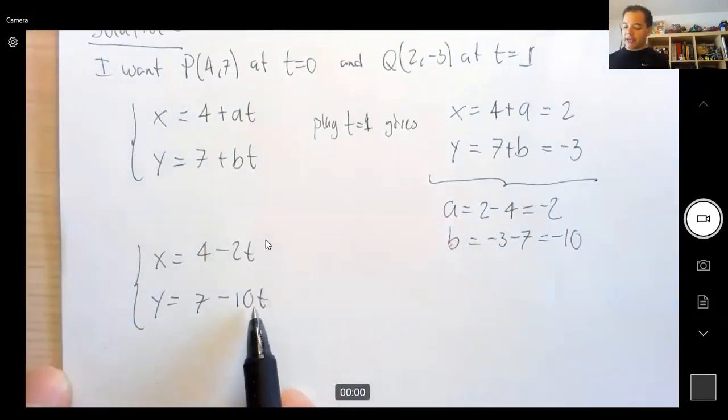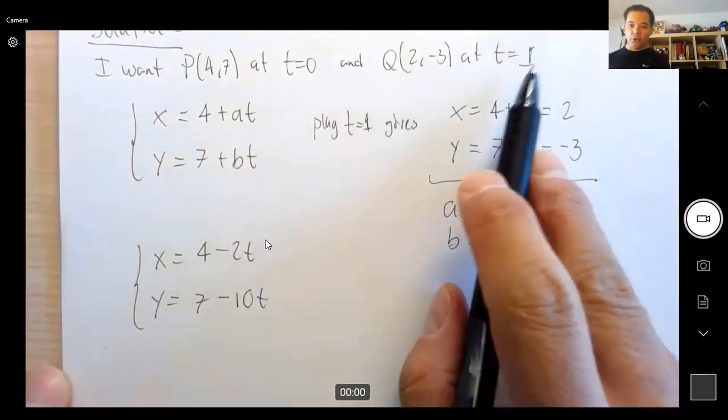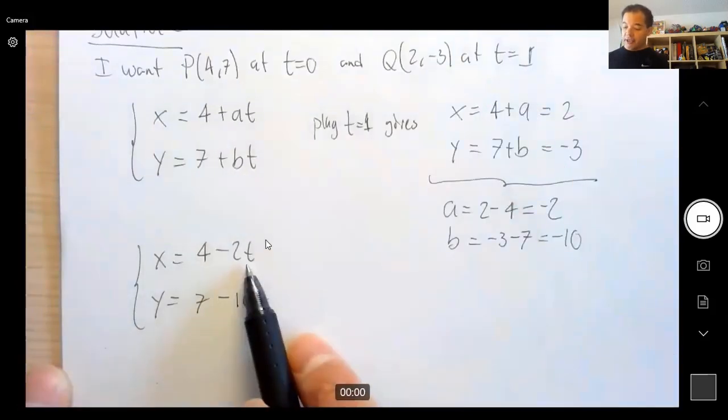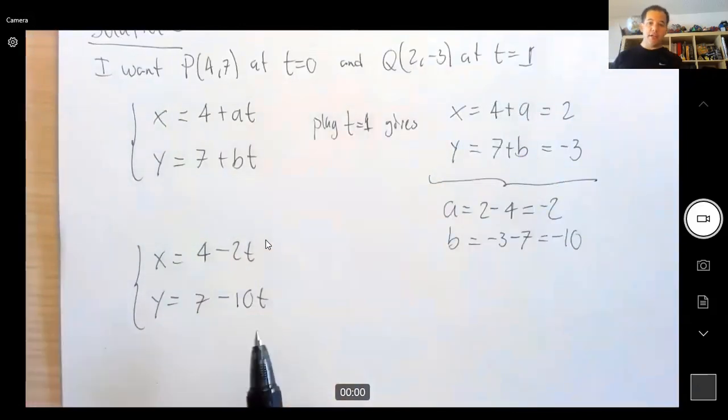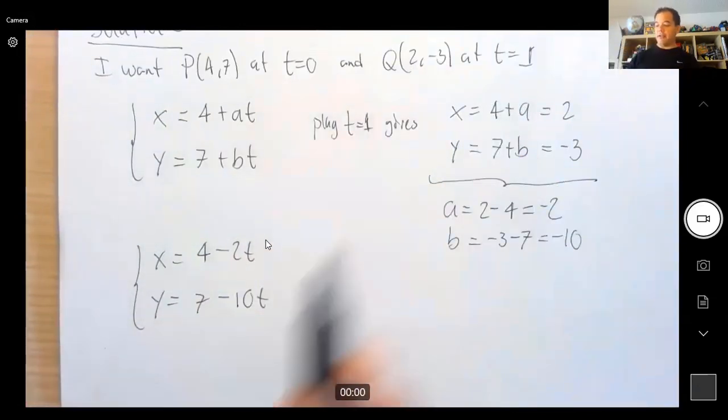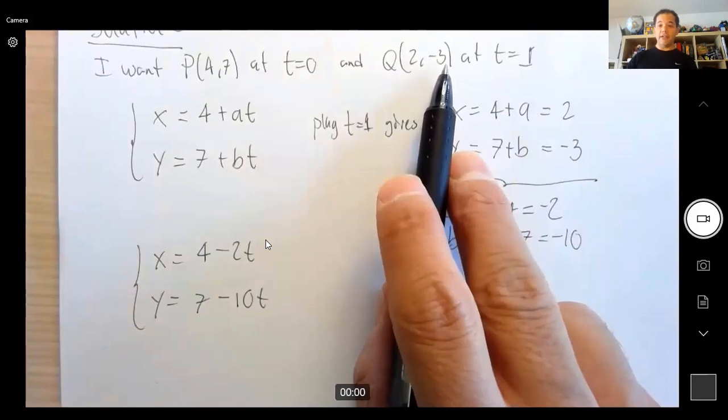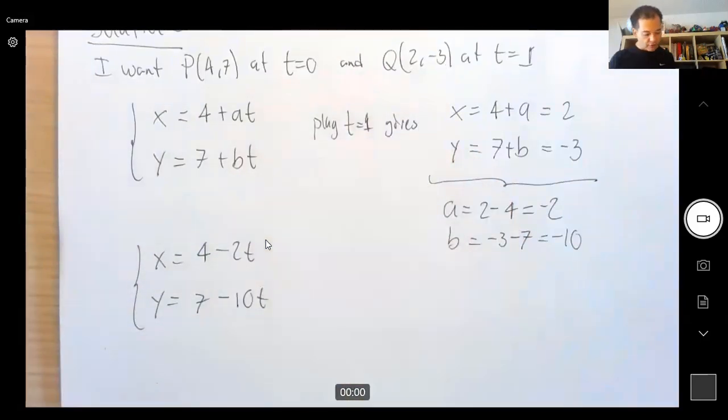And now you can check what happens when you do 1 second. When you do T equals 1, you plug it here, you get 4 minus 2, that's 2. When you plug T equals 1 here, you get 7 minus 10, that's -3. All right? So that's a second way of doing this. And this is useful if you want to do things that are a bit more complicated, which is our next example. So how we can parameterize other things. Well, I'm going to show you the next example, example 4.